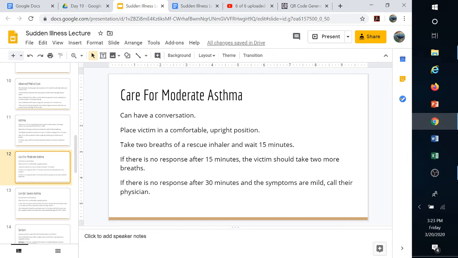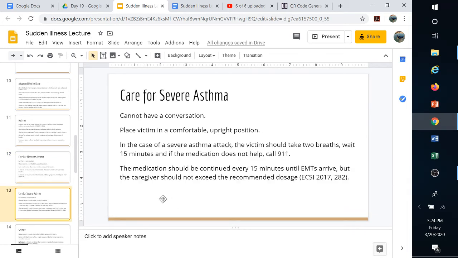They should have a rescue inhaler if it's a known condition, and if they do, give them 2 puffs and then wait 15 minutes. If there's no response after 15 minutes, give 2 more puffs from that rescue inhaler, and then after that second round of rescue inhaler intervention, if there's no change, we need to contact their physician, even if the symptoms are mild. So something's not happening, something's not working right. That rescue inhaler should help open up that airway.